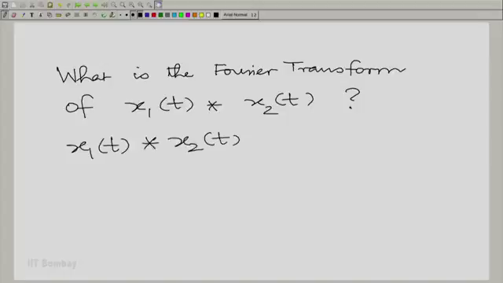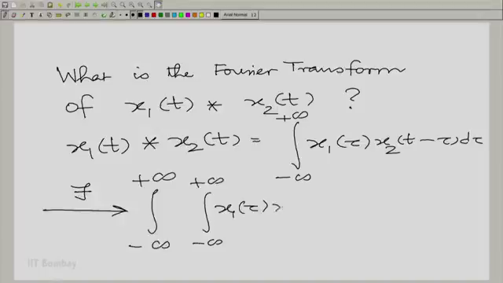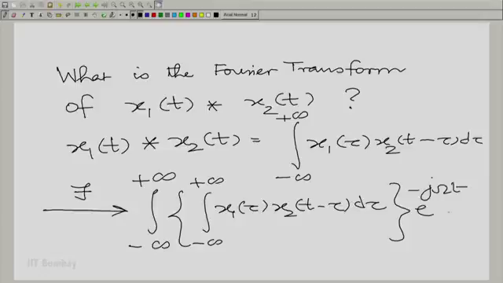Now, towards that objective, let us write down the Fourier transform of the convolution in the first place. So, let us write down the convolution and take its Fourier transform. First let us write down x1(t) convolved with x2(t). It is essentially the integral over all tau of x1(tau) into x2(t minus tau) with respect to tau. And now we take its Fourier transform, which gives us an integral over all t, the convolution evaluated at t, multiplied by e raised to the power minus j omega t dt. And we now need to evaluate this double integral.